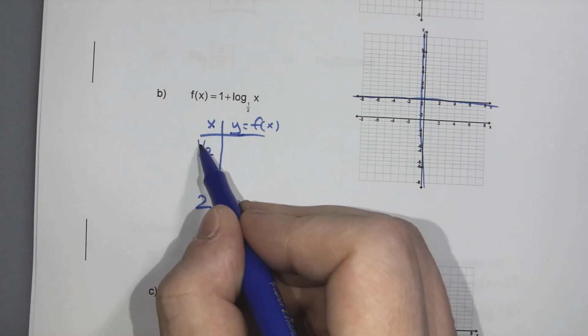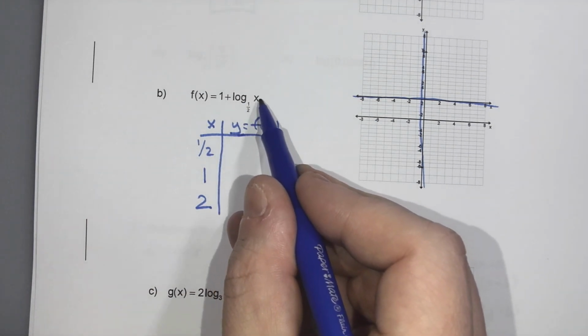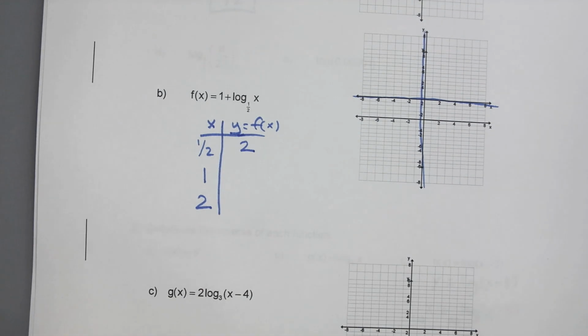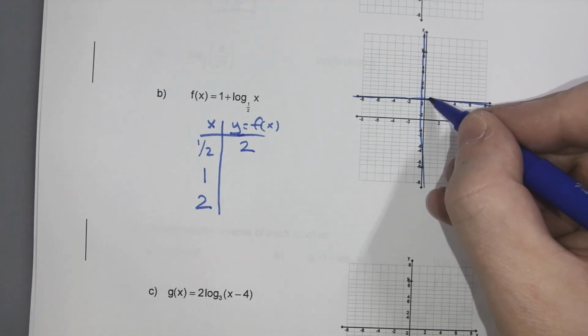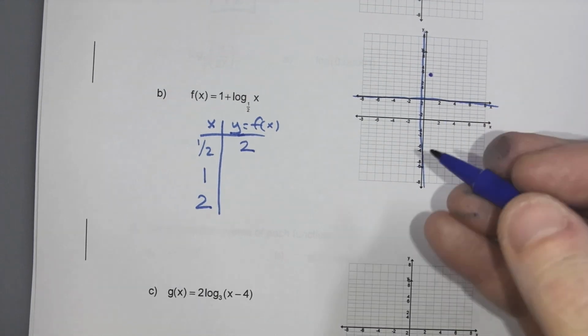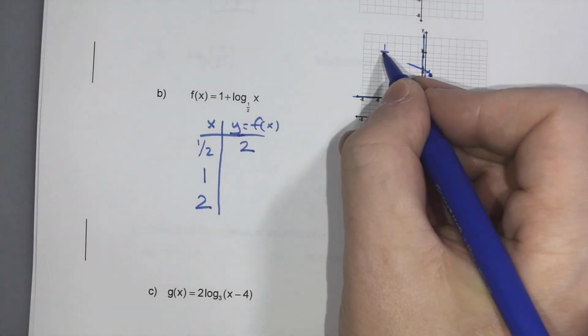Let's do them. 1/2. Log base 1/2 of 1/2. What power do I raise 1/2 to get 1/2? That's 1. 1 plus 1 is 2. So I have to go to 1/2, comma, 2. I can't tell where anything is. So that's an approximate point of 1/2, comma, 2. In fact, I'll label it 1/2, comma, 2.